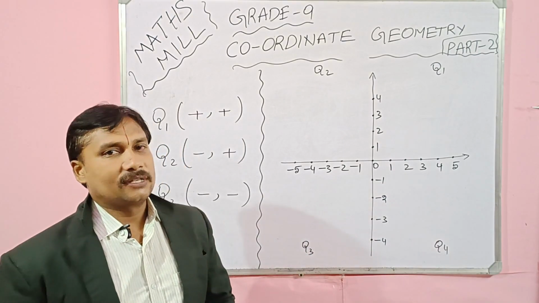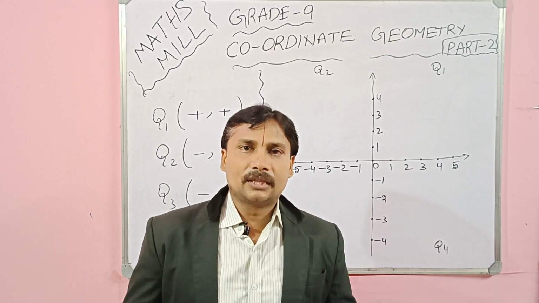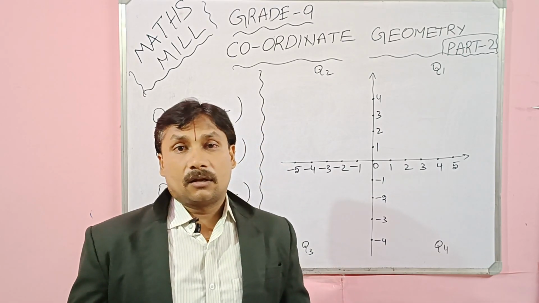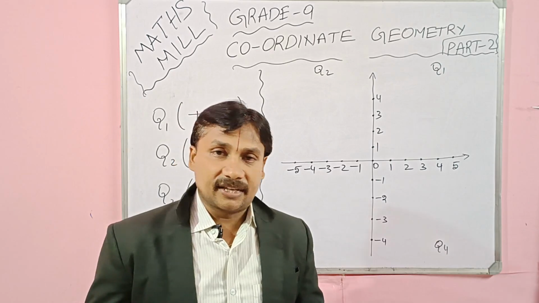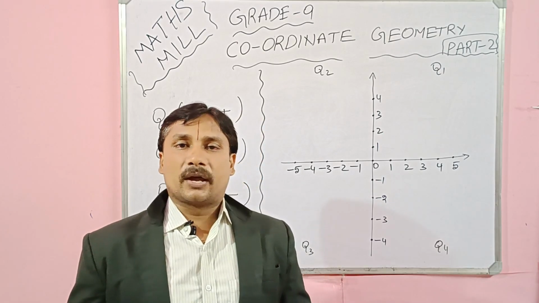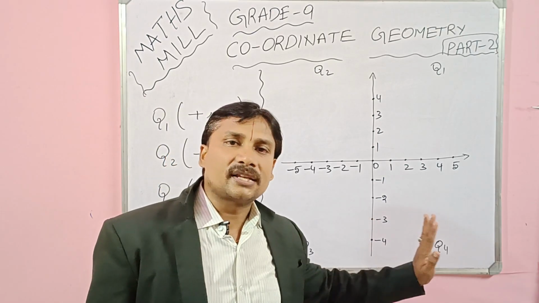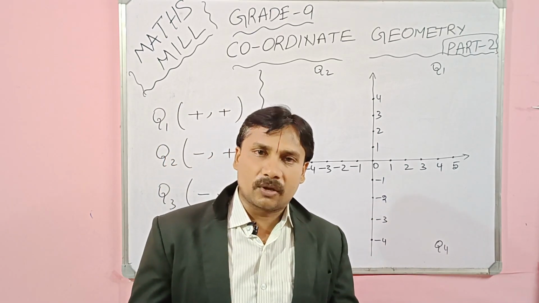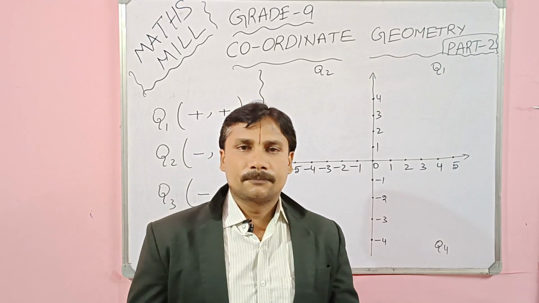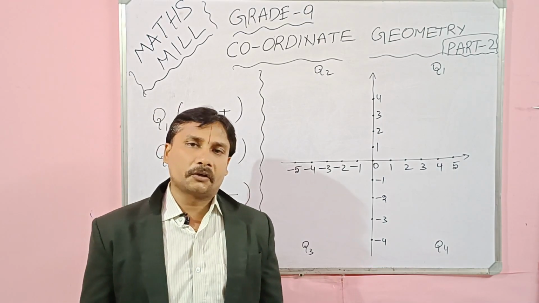Today we are going to discuss coordinate geometry part 2. In the last video we completed part 1 of coordinate geometry: what the x-axis and y-axis are, what the x coordinate and y coordinate are, what the quadrants Q1, Q2, Q3, Q4 are and the nature of the quadrants. Those concepts we have discussed. Today we are going to discuss how to plot the points and which quadrant each point belongs to.